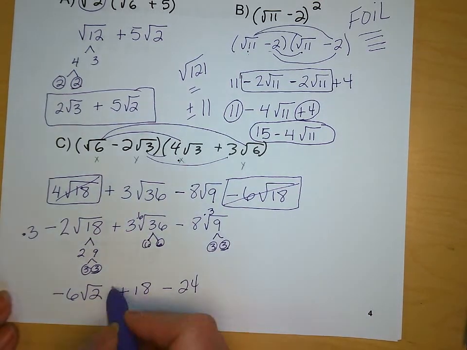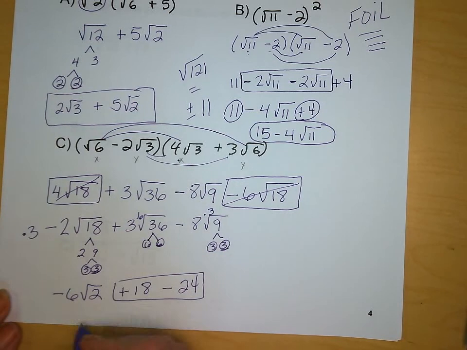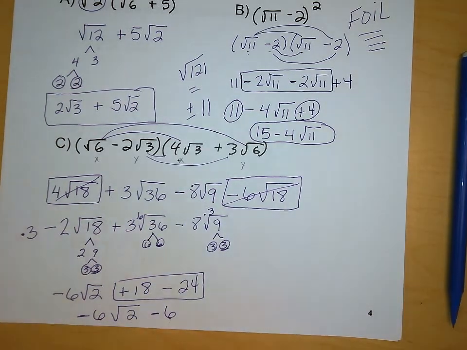So now we combine our like terms. 18 minus 24 gives us negative 6. So it's negative 6 square root of 2 minus 6. The end. That is our simplified form.